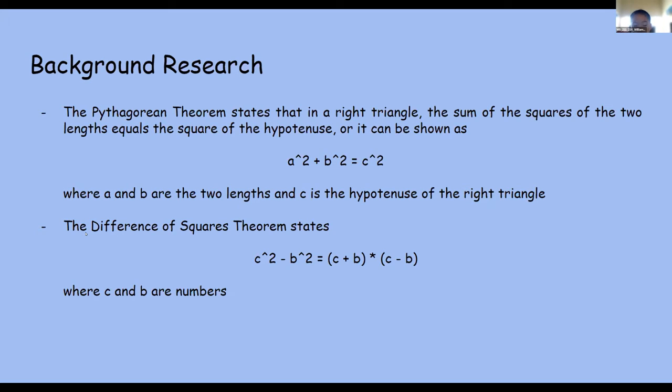The other theorem I used was the difference of squares theorem. It states that c squared minus b squared equals (c plus b) times (c minus b), where c and b both can be any number.